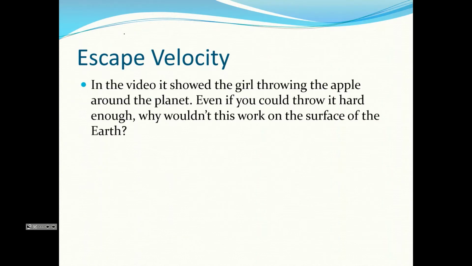So in the video, the girl was throwing the apple around the planet. Even if you could throw it hard enough, why wouldn't this work on the surface of the Earth? Sorry, I was reading off the other page. Why couldn't you do that on the surface of the Earth? What would be your biggest problem? Well, it would be friction. Friction would be your biggest problem. If you threw it hard enough, you'd be going super fast, you'd have lots of air resistance, it would eventually slow down, and then it would hit the surface.